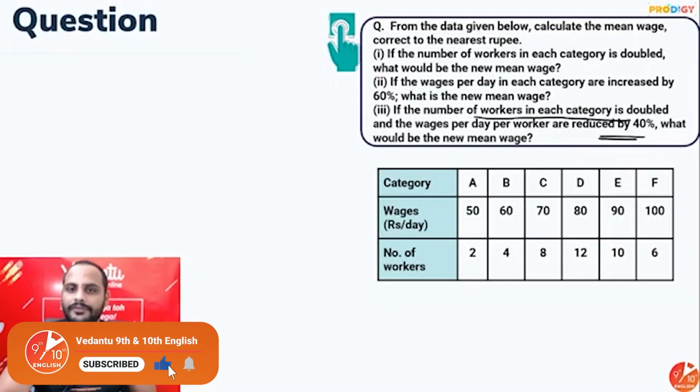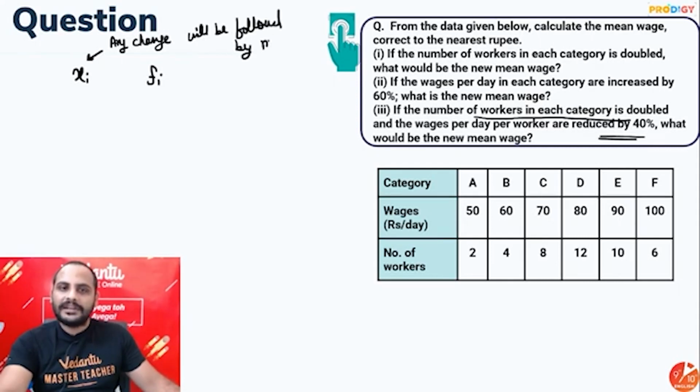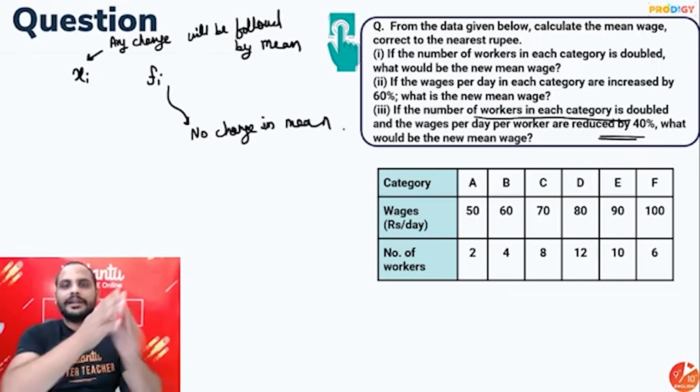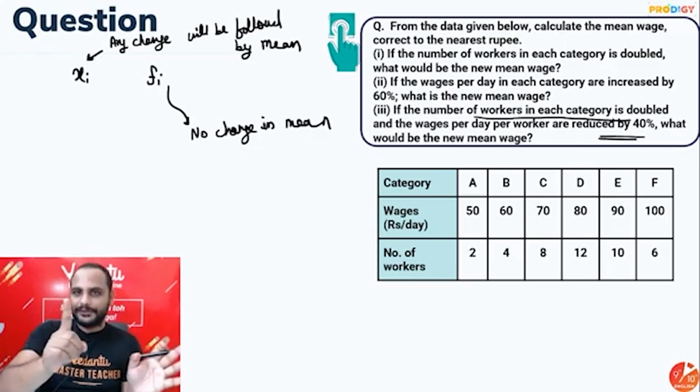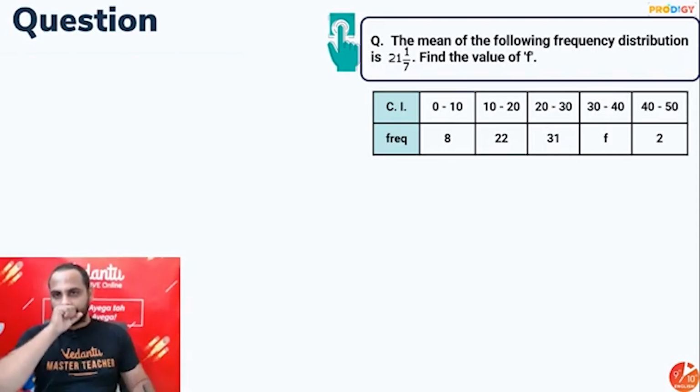Okay, so the first question, remember, if we say xi values are there and fi values are there, any change will be followed by mean as well. But in the changes of frequency, no change in mean. But remember, those changes should be done in all the values. Not that only on one value you are doing. No, on all the values. Okay, children, fine. Next one.